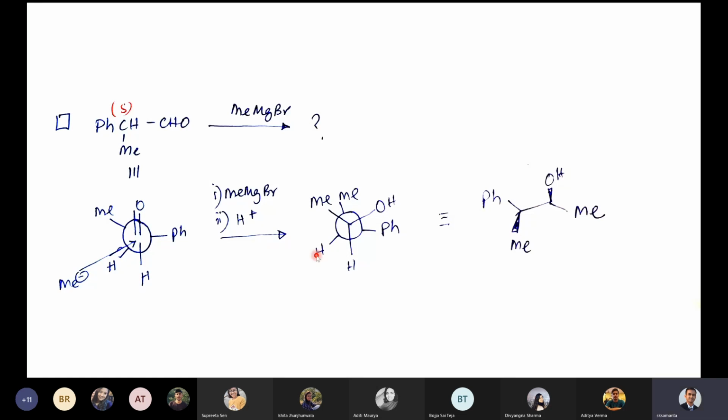Now you can convert this one into the normal zigzag formula. Here the convention is you put the largest group on the left hand side and you put the longest chain on the plane of the paper. If this is ethyl, you put this ethyl here. So this is how it is generally represented.